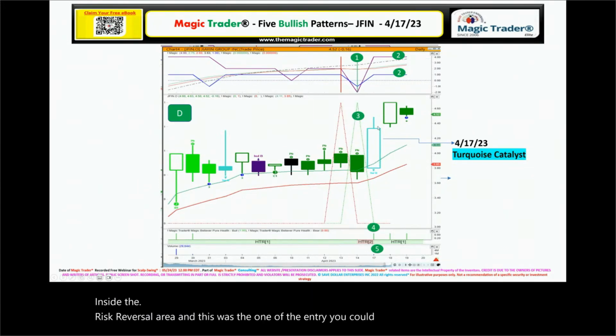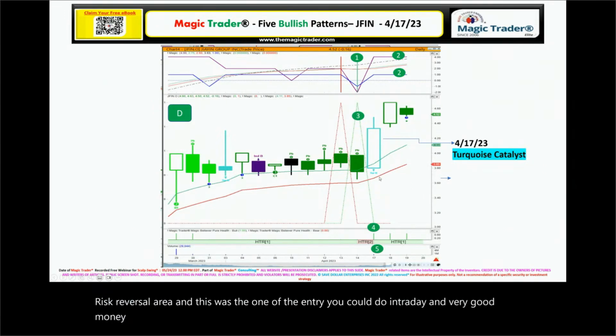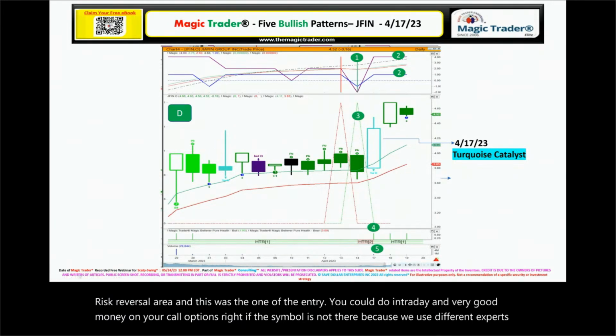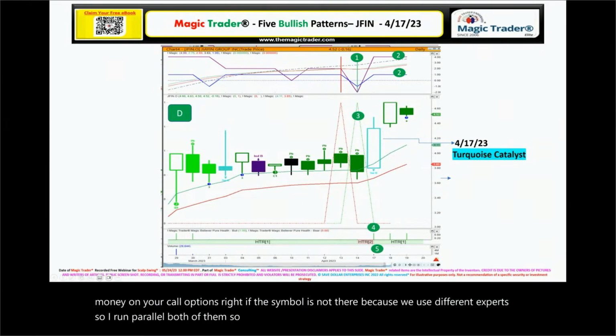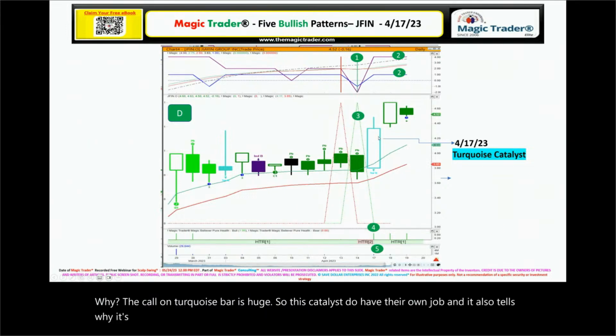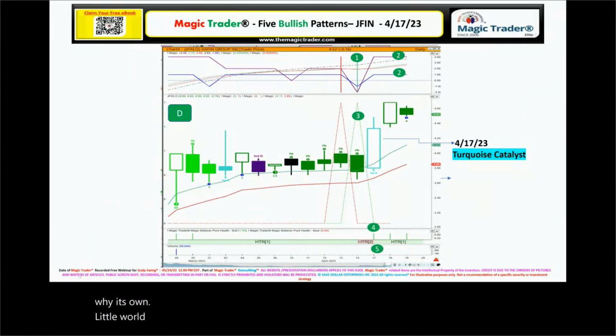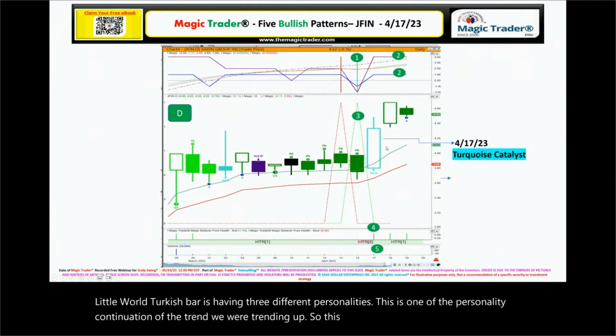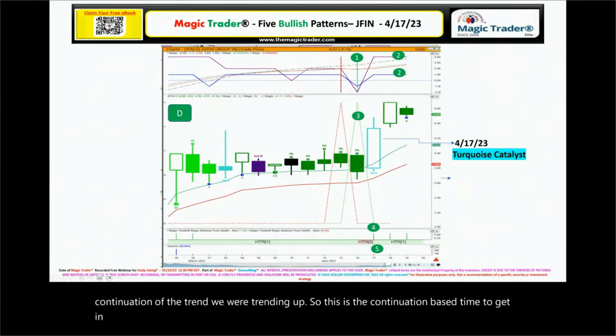You could do intraday and make good money on your call options, right? If the symbol is not there, because we use different experts, so I run both of them in parallel. So it will tell you buy the call. Buy the call on the turquoise bar is huge. So these catalysts do have their own job, and each tells its own little world. The turquoise bar has 3 different personalities. This is one of the personalities, continuation of the trend. We were trending up, so this is the continuation. Best time to get in, and that's how you use Magic Trader.